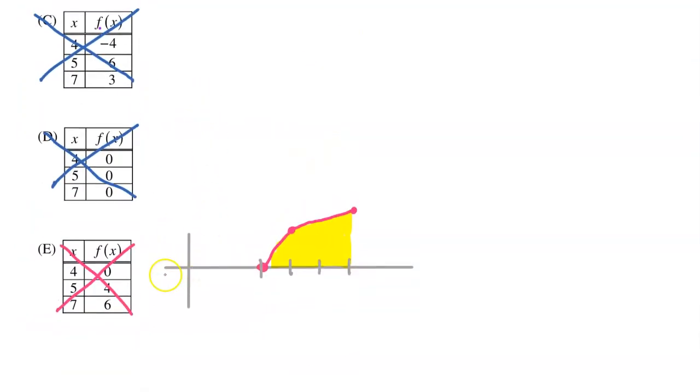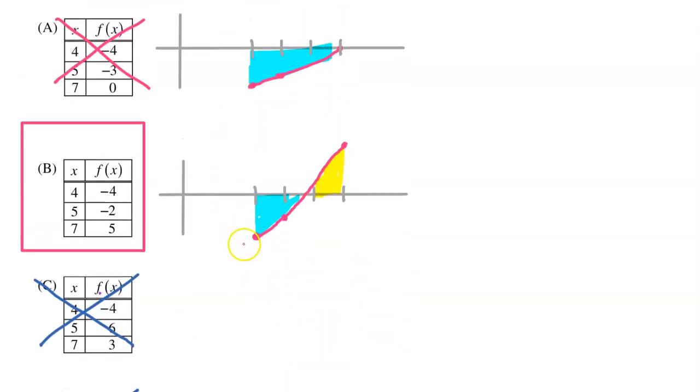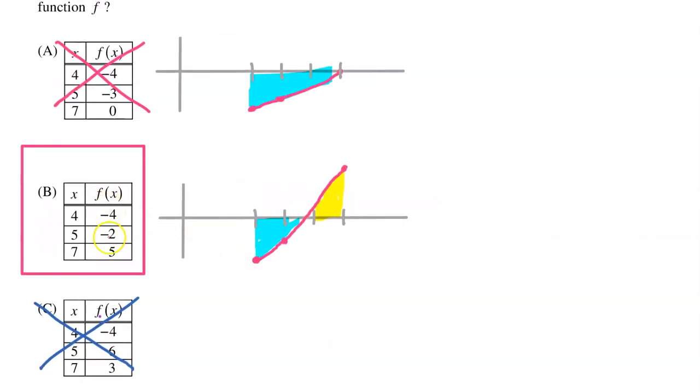We can tell that option E, with the 0, the 4, and the 6, would be entirely above the x-axis, giving us a positive area. Only option B, with negative values and positive values, will give us negative area and positive area, allowing it to cancel out and make 0.